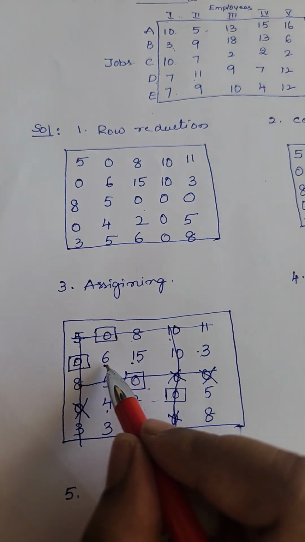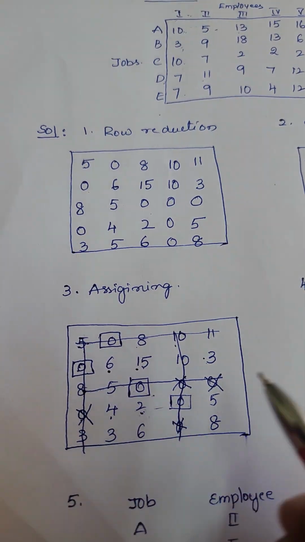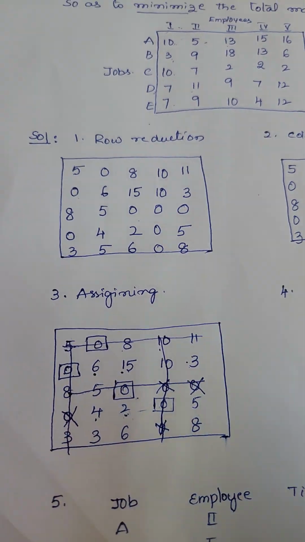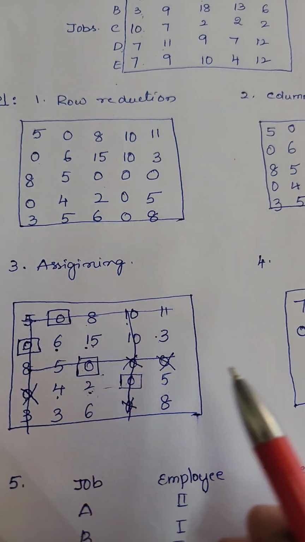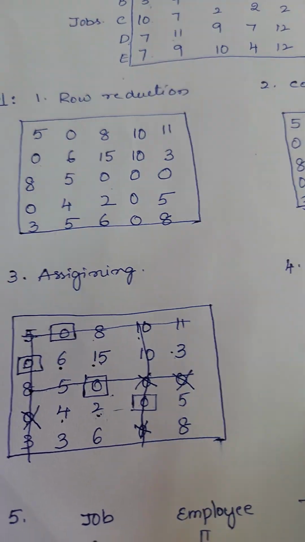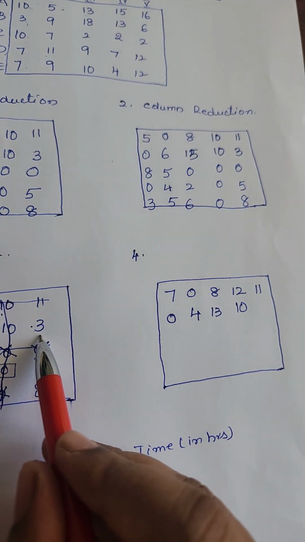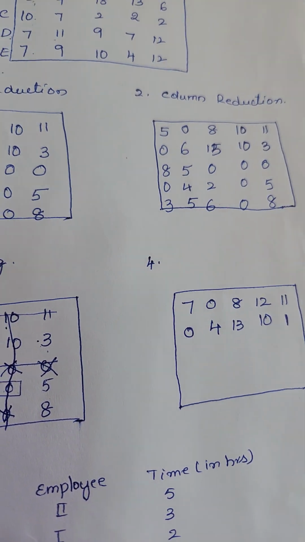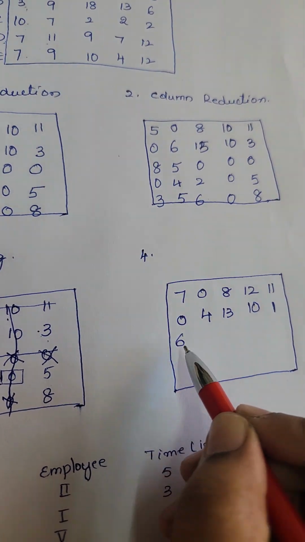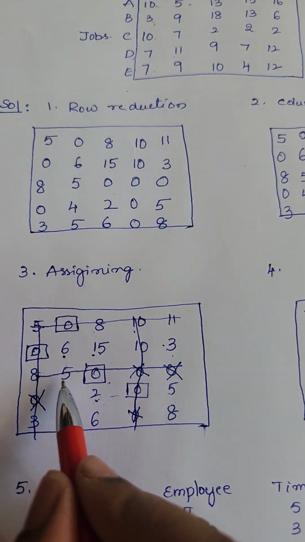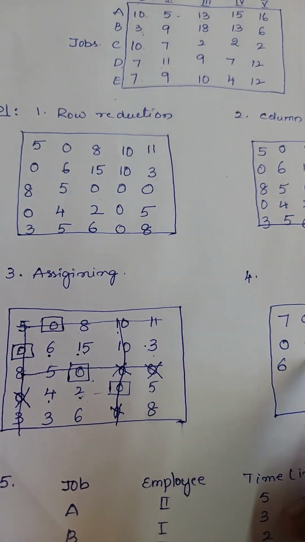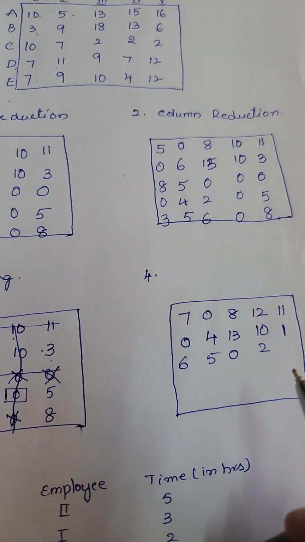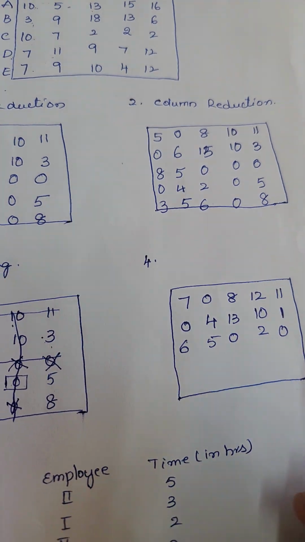This is uncovered element, subtract 2 from here, 6 minus 2 is 4. This is also uncovered element, so 15 minus 2, 13. 10 is under the line, so 10 as it is. 3 uncovered element, 3 minus 2 is 1. Now 8 is the point of intersection, 8 minus 2, 6, and 5 is under the line, 5, 0. This is the point of intersection, so add 2, and just this is under the line.